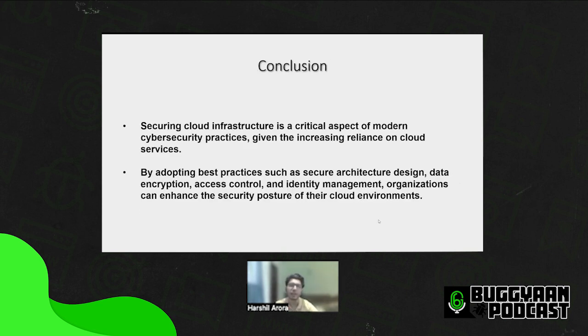So the conclusion related to cloud infrastructure security is definitely that as we move more and more towards cloud, it's very important to increase the security posture and take into consideration multiple open points which the cloud has. And we can definitely have best practices related to architecture design, like, as the first step, data encryption and the IAM controls. And this will definitely help in increasing the security posture of our cloud environment.